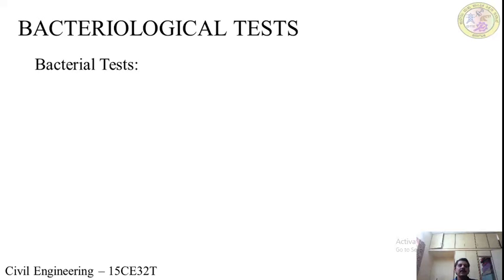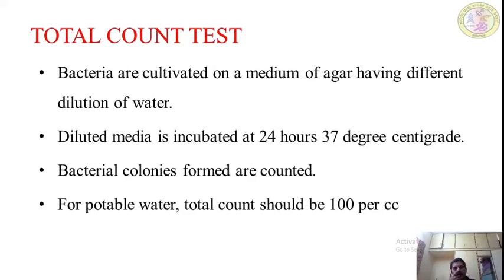The bacterial tests conducted on the water are, first, the total count test, and second, the B. coli test. So what are these tests, how are they performed, and what is the significance of these tests? Let us study here. The total count test, as the name indicates, counts the number of colonies of bacteria in the water.